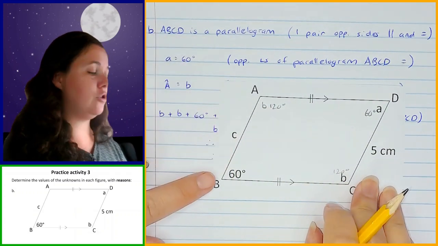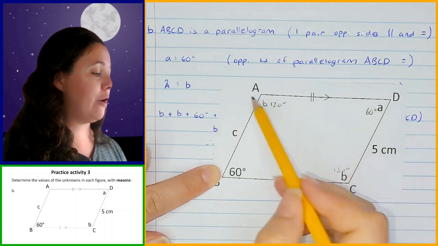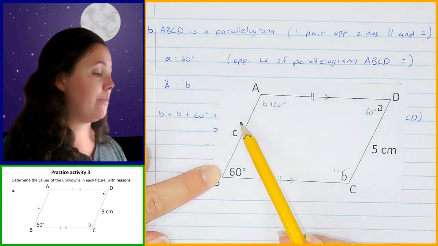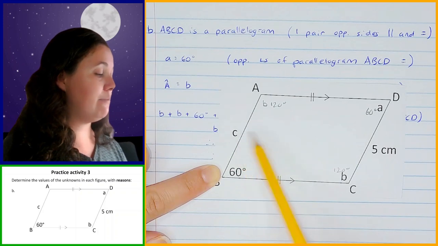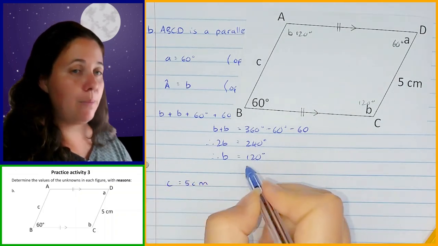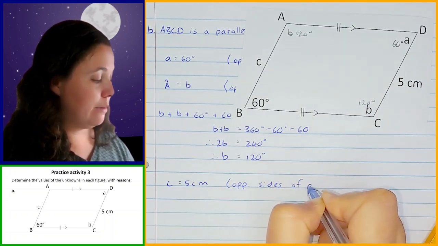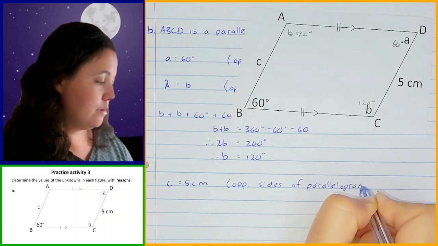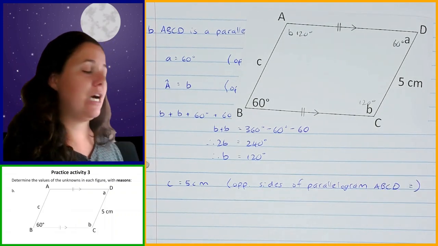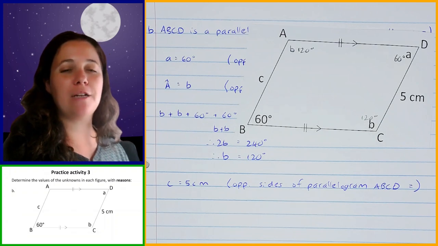Then the last thing I need to do for this question is work out the value of C. Again, I'm going to be using the property of a parallelogram. Knowing that the opposite sides of a parallelogram are equal to each other, I can say that C must be equal to 5 centimeters. And my reason for being able to say that is because the opposite sides of parallelogram ABCD are equal to each other. And that is how you solve that problem. And that is how we solve problems in geometry with quadrilaterals.